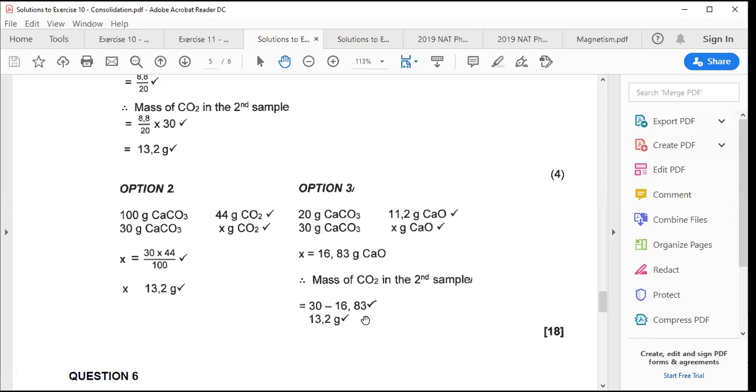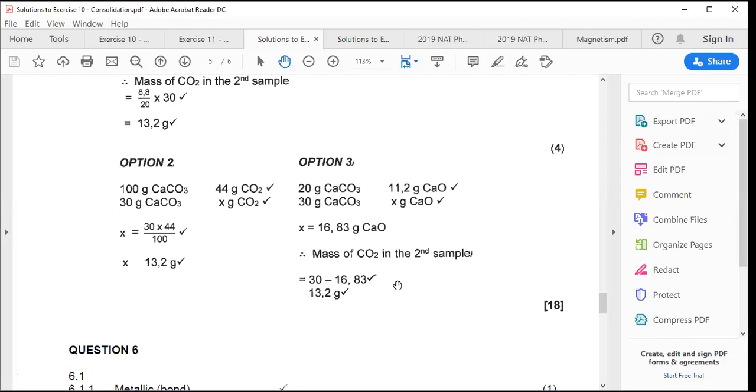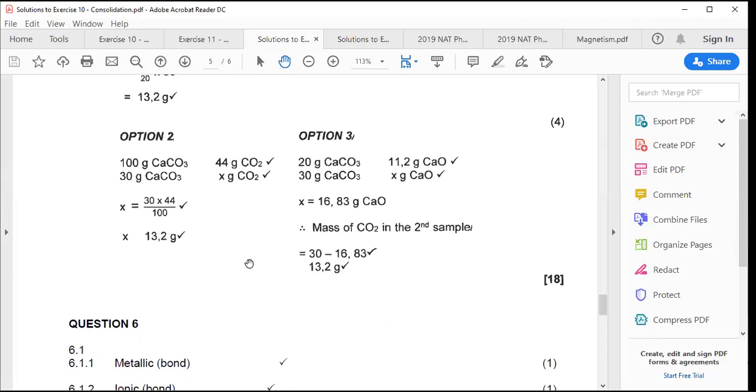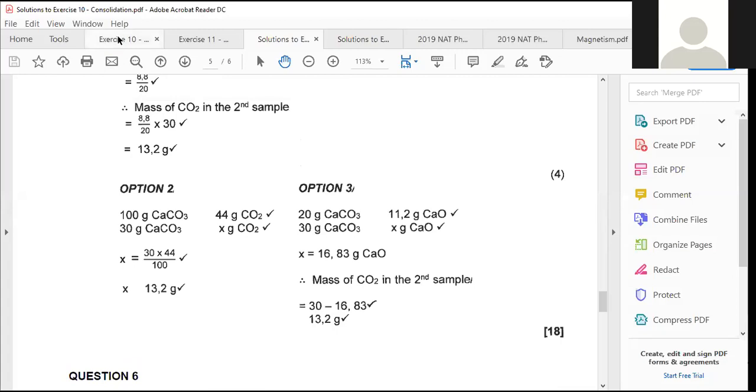Clear? Yes. Or you can use the proportion of the first sample, then you still get that, which is almost the same as the other one, then you subtract. But you stick with the one that is easy for you. These are just options for different approaches. Any questions so far? No. Okay, we move on.